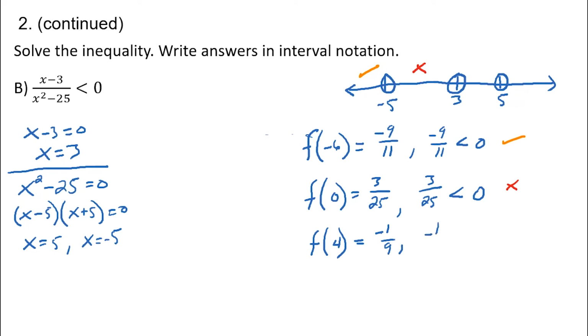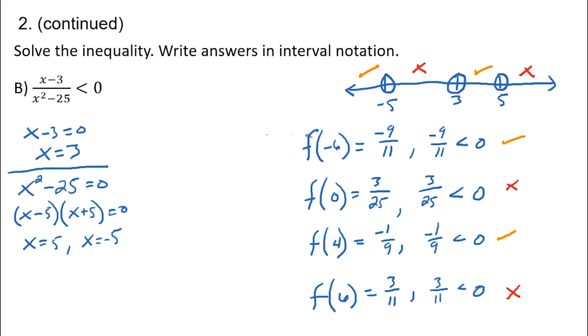Is negative 1 over 9 less than 0? Yes, it is. So the interval from positive 3 to positive 5 is included. Finally, to check that last interval, 5 to positive infinity, I'll plug in a positive 6. I end up with a positive 3 over 11. This is a positive value, so it is not less than 0, which means this whole interval is not part of our solution.